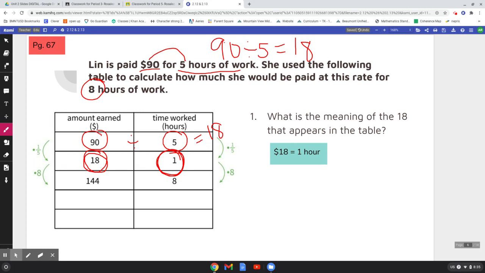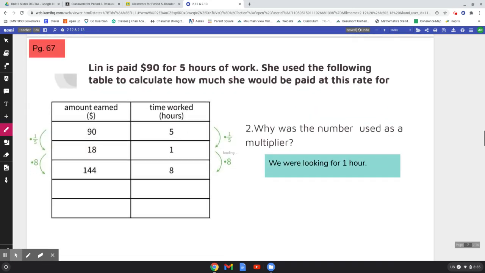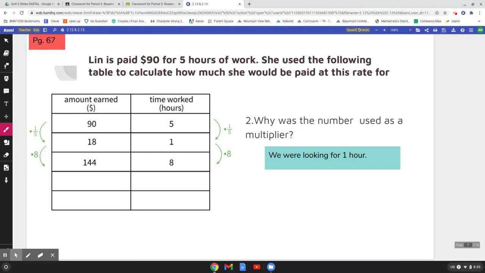Okay, so number 1 says, what's the meaning of the 18 that appears in the table? Well, she made $18 in 1 hour. So that is what you'll write for number 1. Number 2 says, why was the number used as a multiplier? So we were looking for 1 hour.